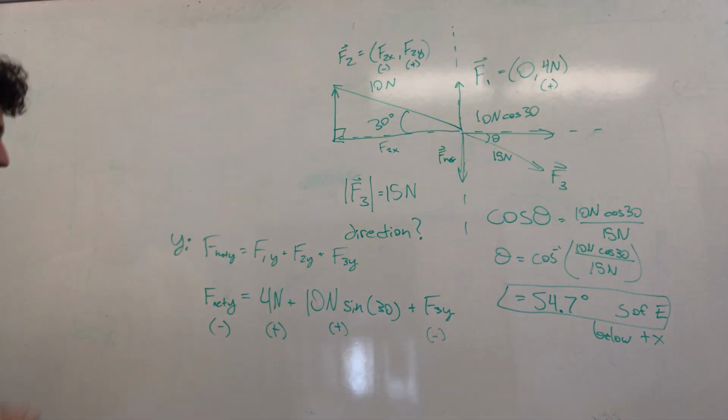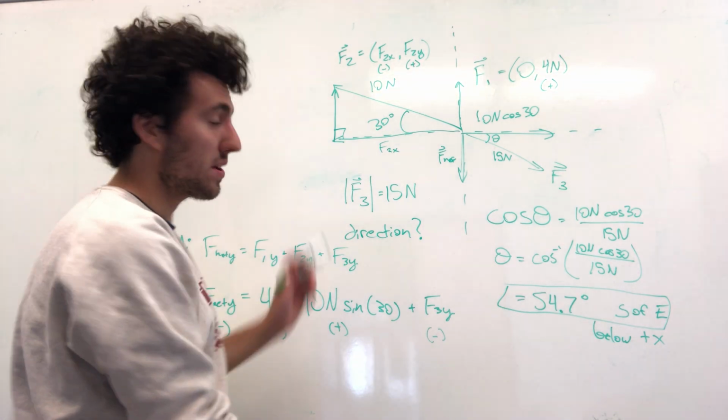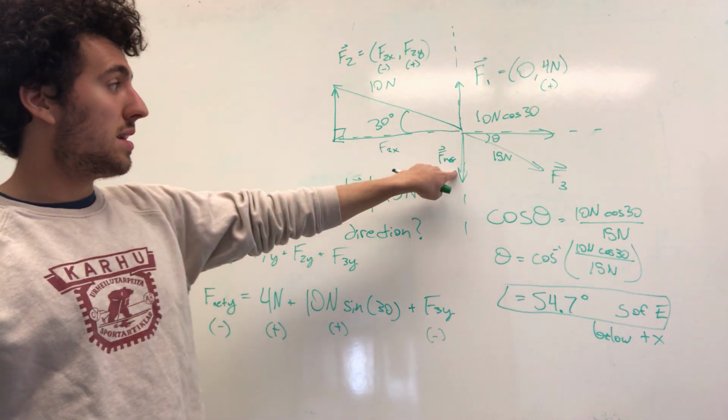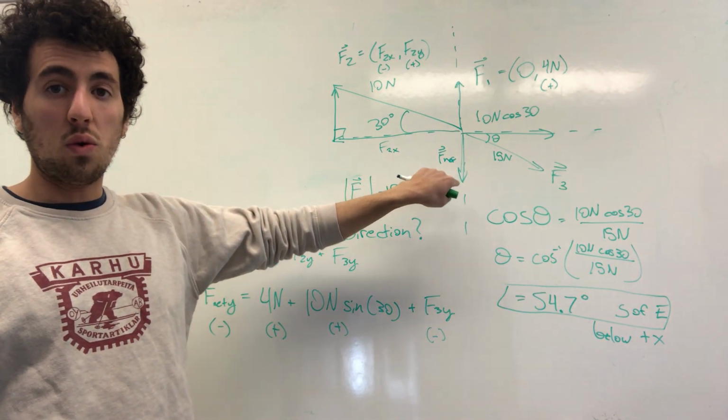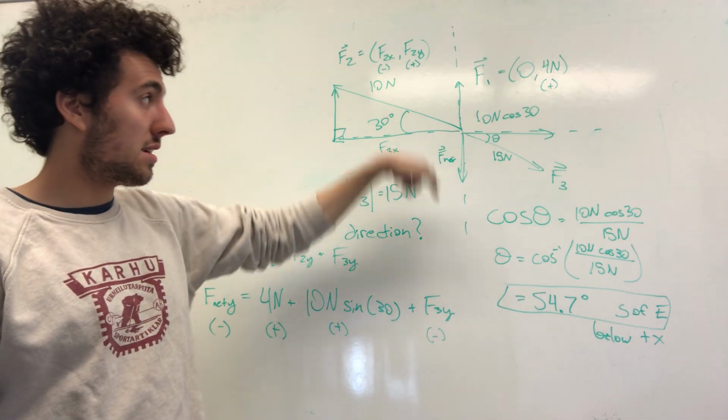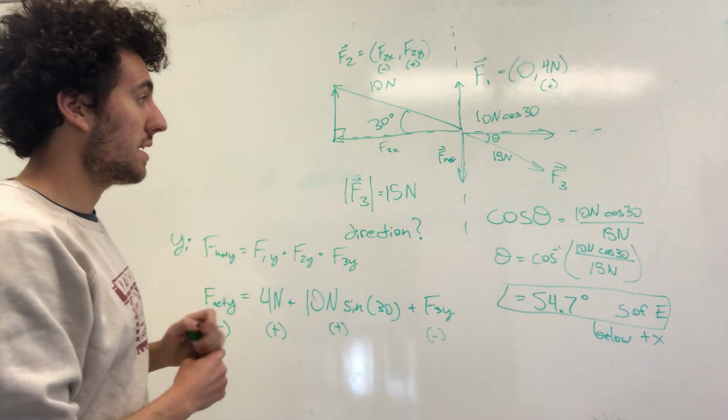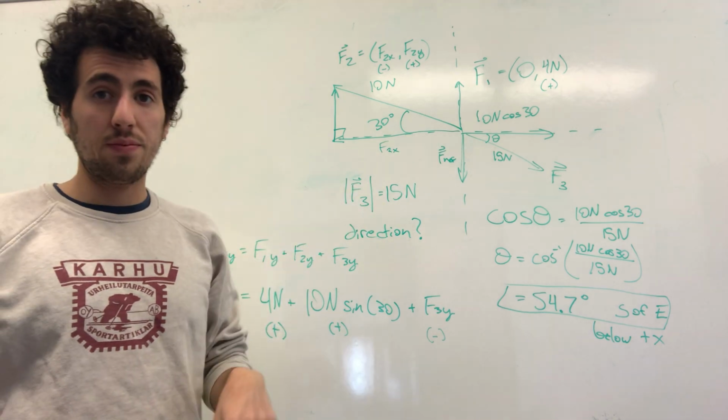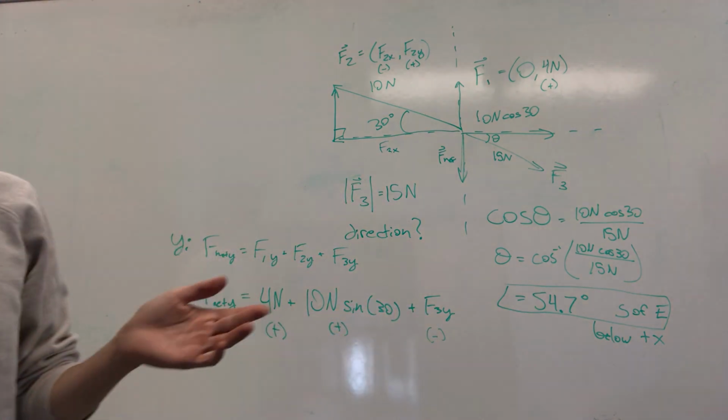Now we want to find our net force. Why did I get rid of the x component work? Well, because the net force we already know only points in the y direction, right? Its x component is 0. So we're already all set with that.